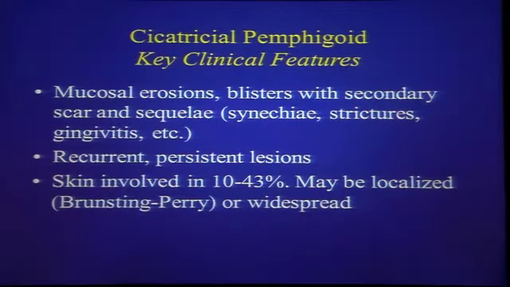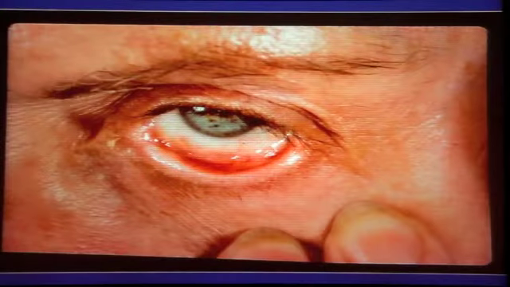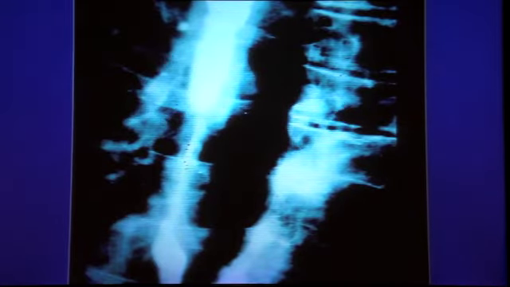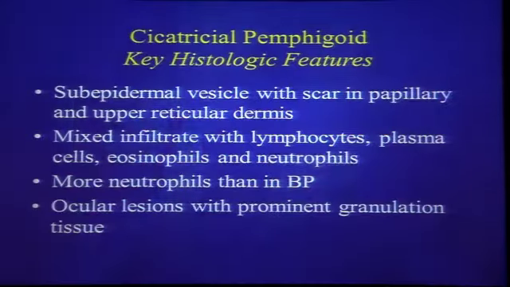Cicatricial pemphigoid, again, there's two forms of this. There's a type that involves the mucous membranes. Then there's a type that can involve the glabrous skin, known as the Brunsting-Perry type. They get the involvement of the eye quite commonly with synechiae, can lead to blindness. They can also get mucosal involvement in the mouth. Esophagus can be involved. Here you see a very thin esophagus on this barium swallow. It's a terrible disease when it involves the mucous membranes, very difficult to treat.